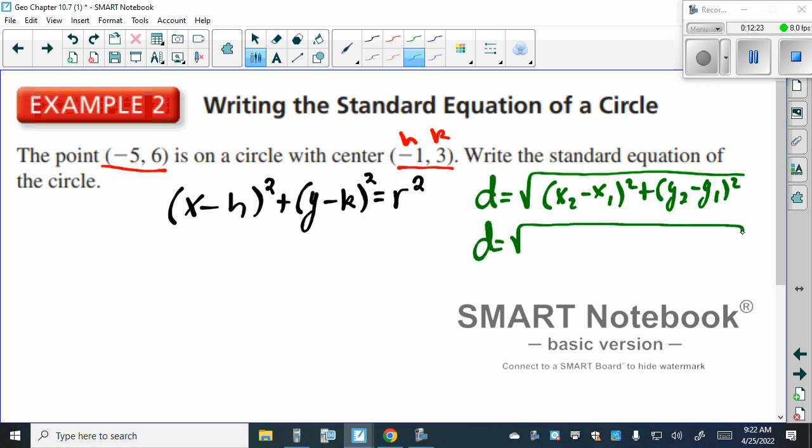Guys, what are our two x values that are given here? -5, yes. -5 and -1. Plus, our two y values are 6 and 3. Now, which x value goes first and which y value goes first really doesn't matter as long as we have the x's and y's together.